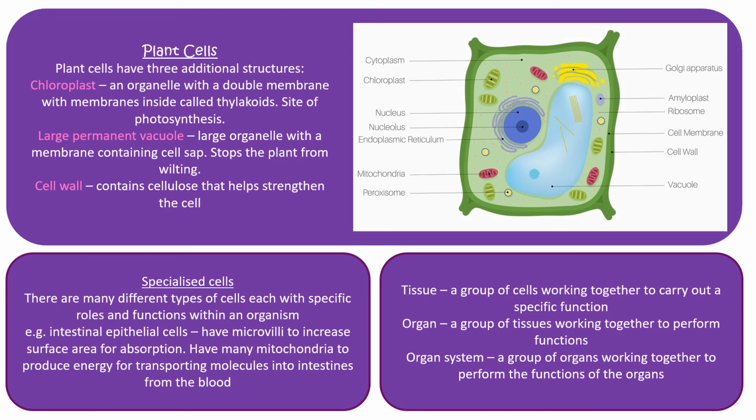An organ is a group of tissues working together to perform functions. So for example, the heart is an organ which has muscle cells that are all working together to allow blood to be pumped around the body. And an organ system is a group of organs working together to perform the functions. For example, the digestive system is made up of a number of organs, which then allows for digestion and absorption to occur.